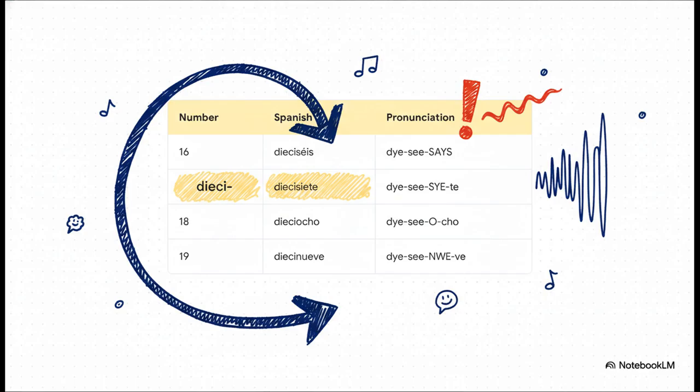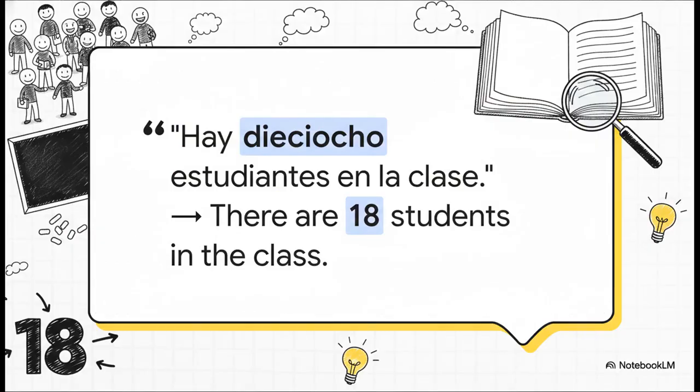Oh, and here's a pro tip. See that little accent mark on dieciséis? That's not just for looks. It's telling you exactly where to put the stress, on that last syllable. Dieciséis. It makes all the difference. And bam, just like that, you can say there are 18 students in the class. You're already talking about bigger numbers, and all you did was follow that one simple rule. You're expanding what you can say so fast.